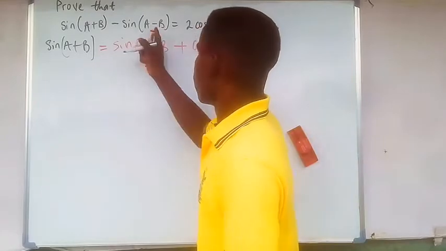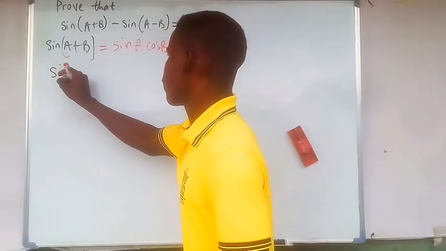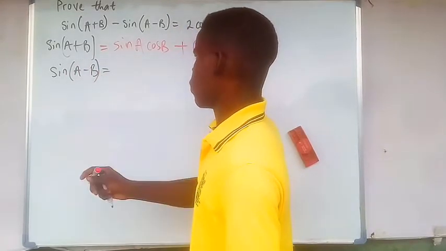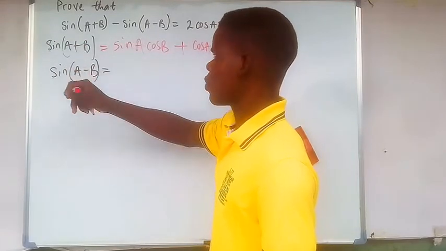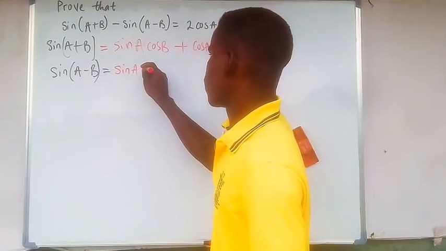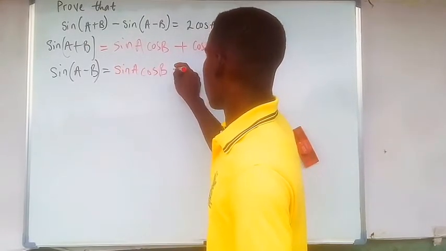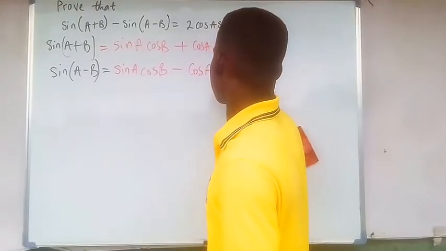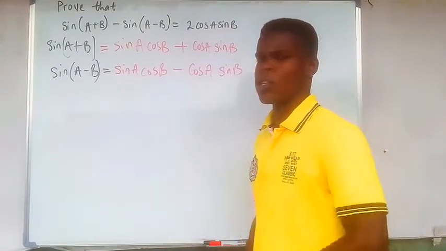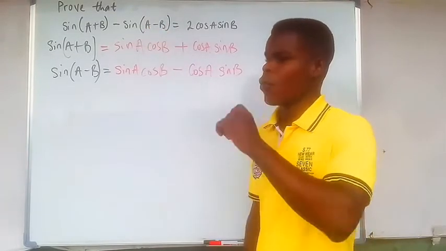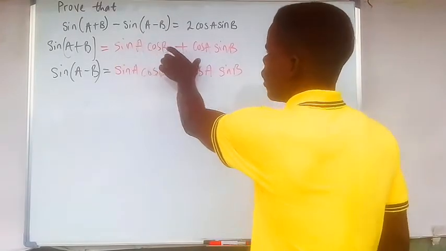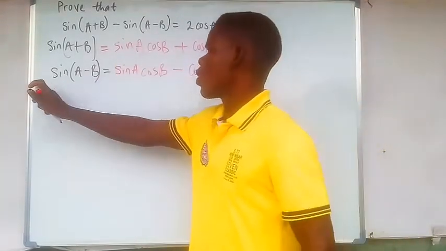The same thing applies for sine of a minus b. Take note, since this place is plus and this place is minus, the sign that changes is from plus to minus. So we have sine a cosine b minus cosine a sine b. I believe you've done this already. Now we just apply this and evaluate the expression: sine of a plus b minus sine of a minus b.